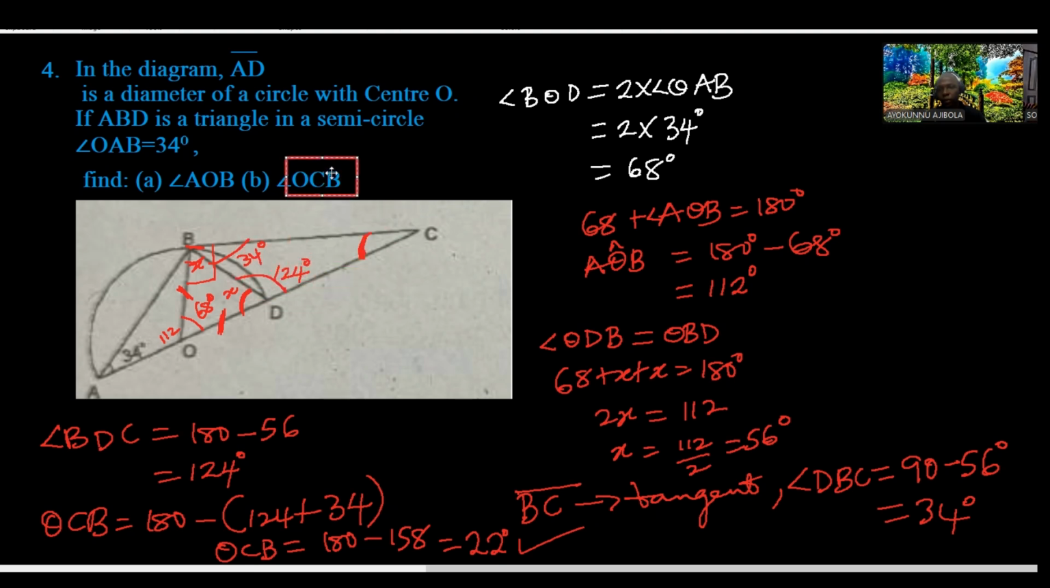And we are looking for angle OCB, which is this, which is in the triangle BDC. So with that, we're able to find the other angle to be 22. Is that clear?